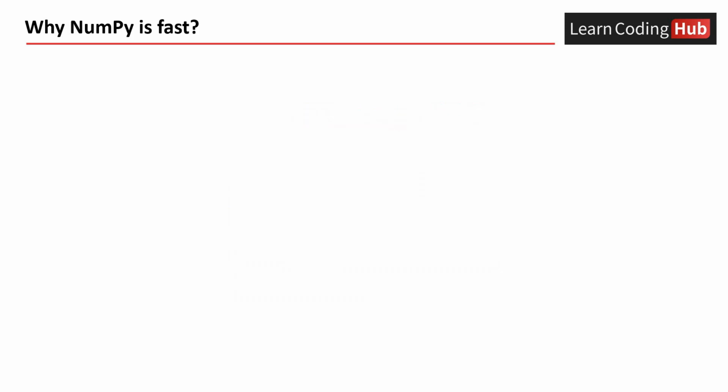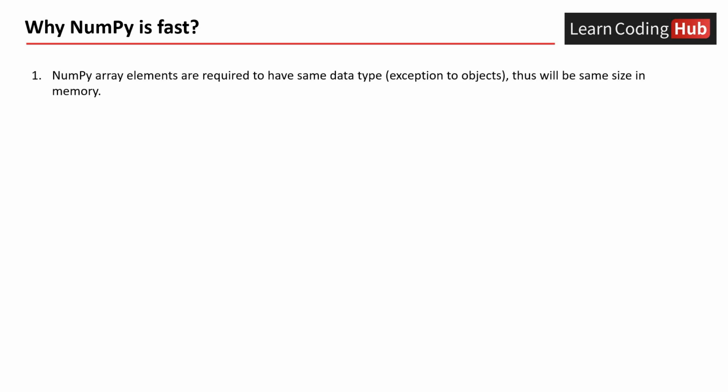Then the next question is why it is fast. Yes, we understand it is fast. We saw it in action, but why is it fast? The first reason is that the NumPy array elements are required to have the same data type. Of course, there is an exception for objects, but otherwise all the elements will have a specified data type. So all the elements would be int16, int32, or float. Because they are the same size in memory, Python doesn't need to do type checking at runtime, and that's the reason it shows quite high performance.